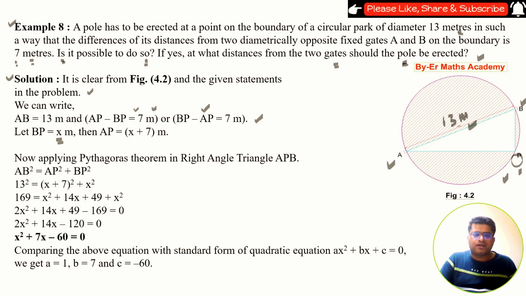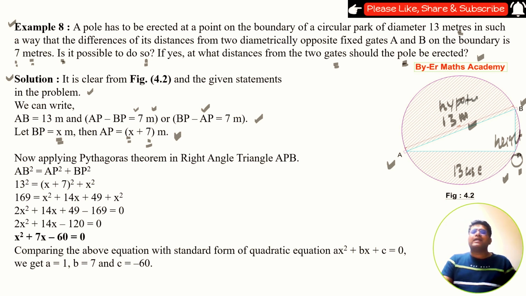7 greater. Then AP will be x plus 7 meter. Now we find the value of base of this right angle triangle and the height of this right angle triangle and the hypotenuse of this right angle triangle. Then you can easily apply the Pythagoras theorem in right angle triangle APB.